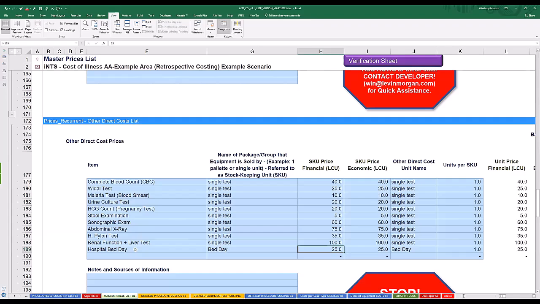Well, about that, you could theoretically, but I'm not exactly sure how you would go about including that as part of your direct costs. Because this is an incremental costing on direct costs, not on indirect costs.